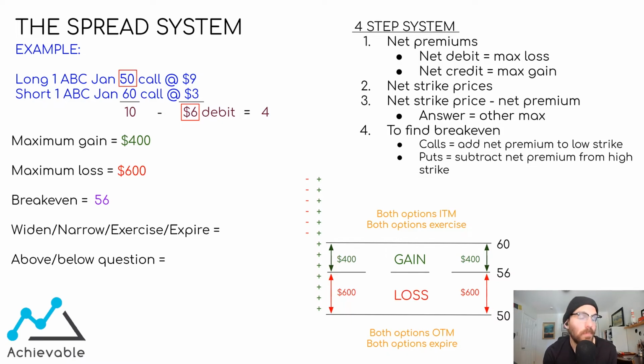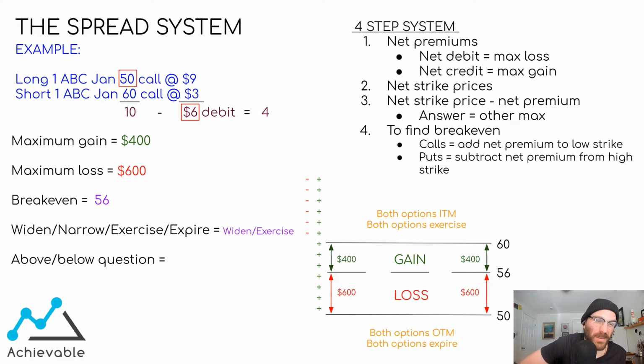Now, there are a couple other parts to this screen that we'll go through. The first being the widen and narrow, exercise and expire. Now, most of you have read the material in Achievable and gone through this. We always want to associate the terms widen and exercise with the term debit. While we don't need to know a lot about the term widen, if you think about it, it was best if both these options get to the point where they exercise.